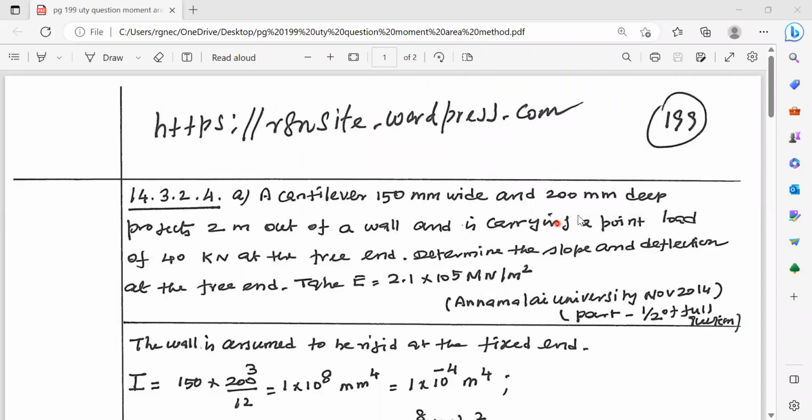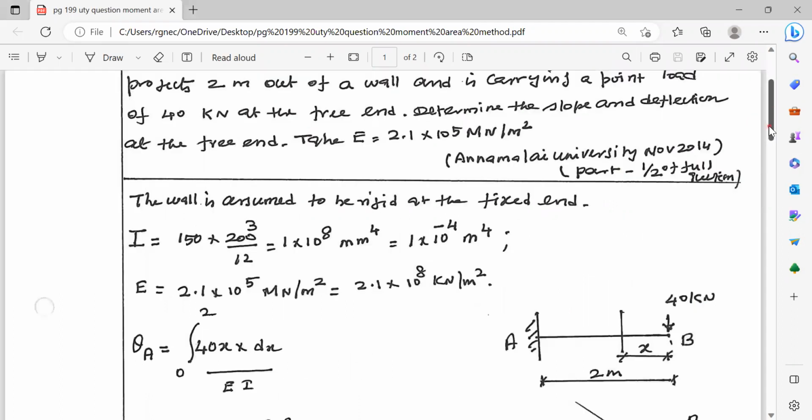Hello friends, now we will see one problem for deflection calculation, and this is one university question for the year November 2014 for Annamalai University. It is a cantilever beam of span 2 meters.